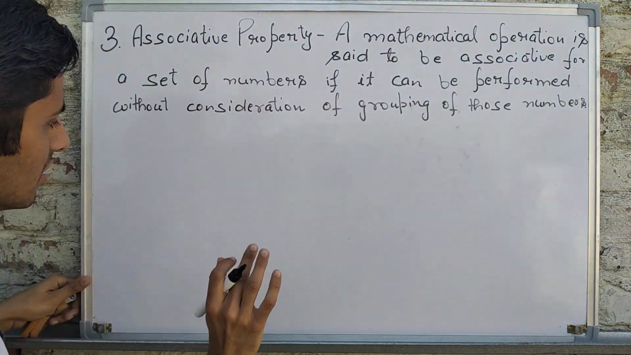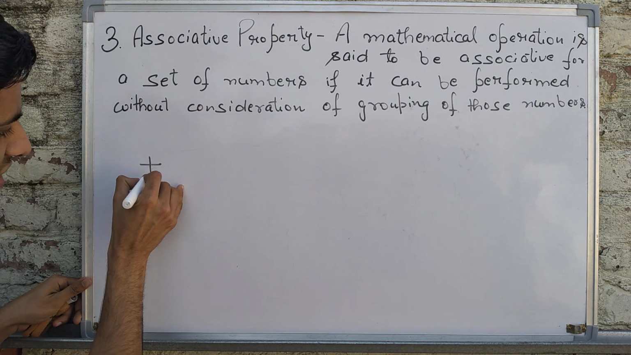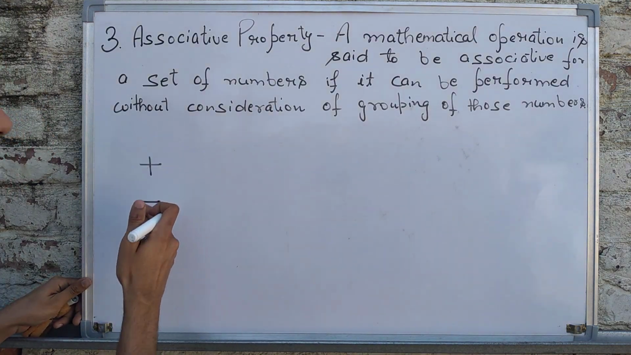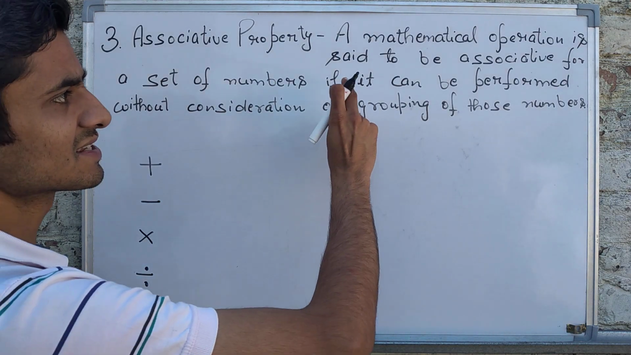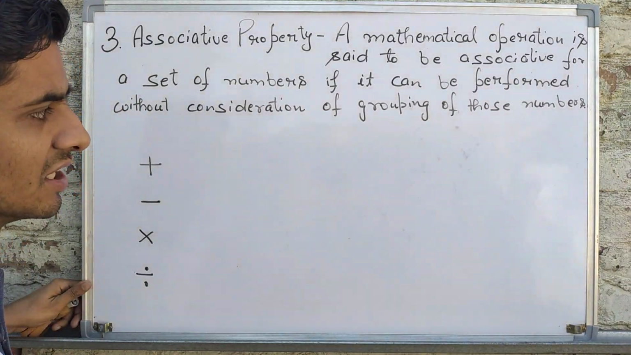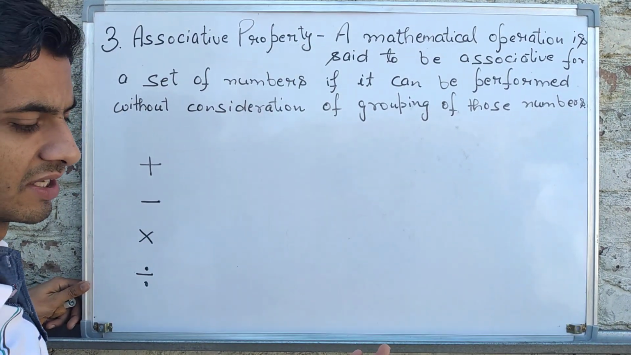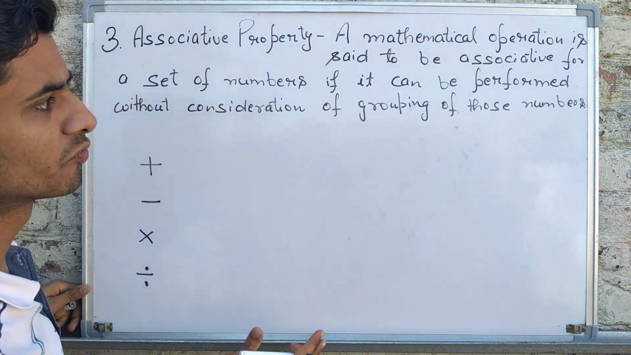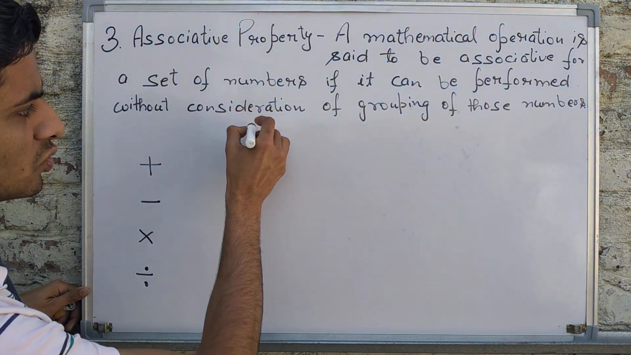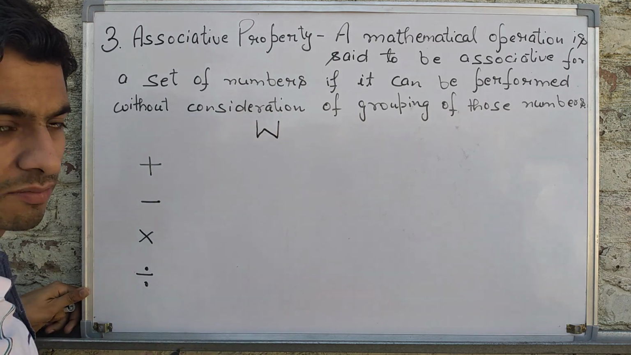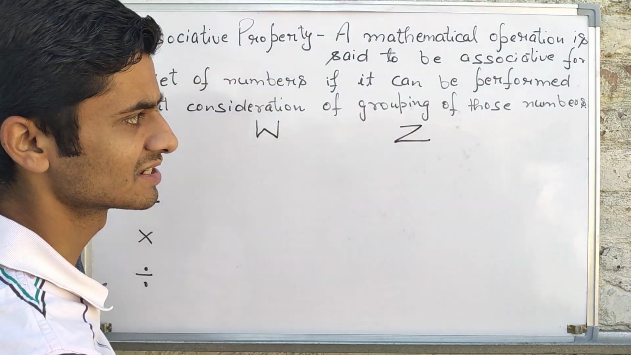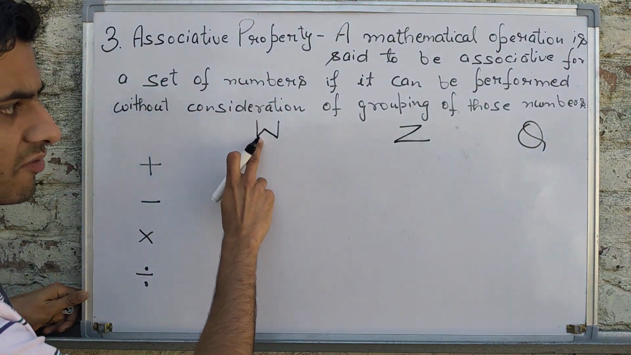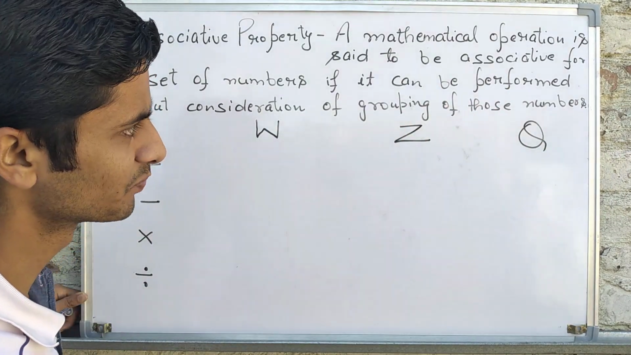A mathematical operation. What all are mathematical operations? Addition, subtraction, multiplication, and division. These are the four mathematical operations. Is said to be associative for a set of numbers. What all are the set of numbers? We have natural numbers, whole numbers, integers, and rational numbers. Earlier we moved from natural numbers. Today let us start from whole numbers only. So we have a set of whole numbers, we have a set of integers, and we have a set of rational numbers. To denote a set of whole numbers, we use W, integers Z, and rational numbers Q.